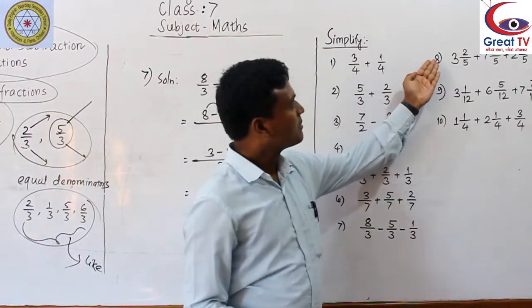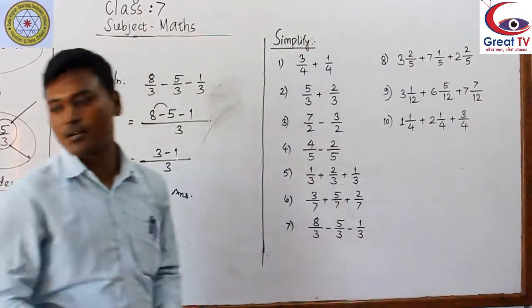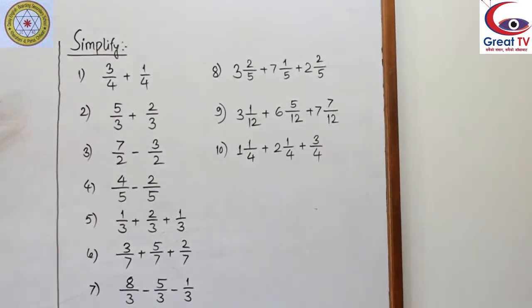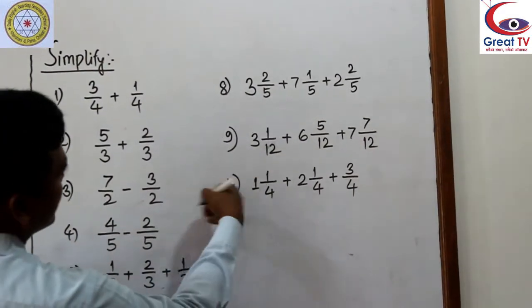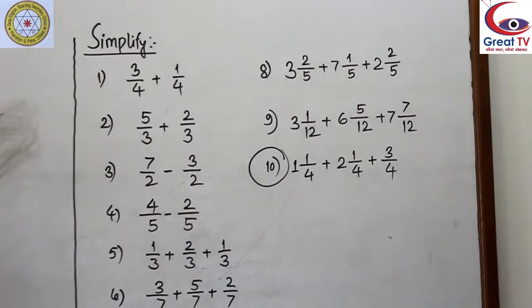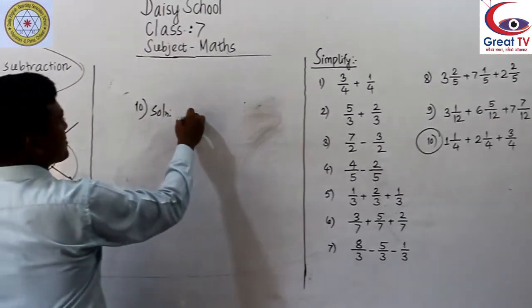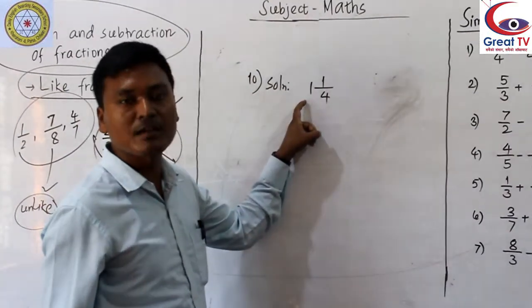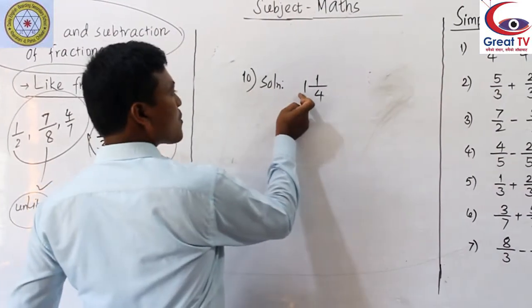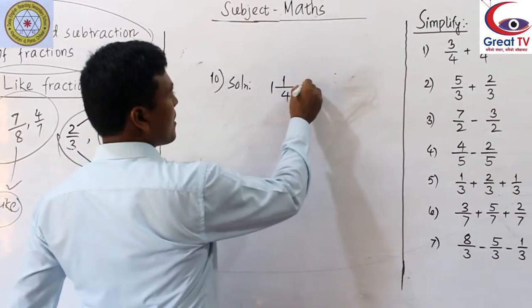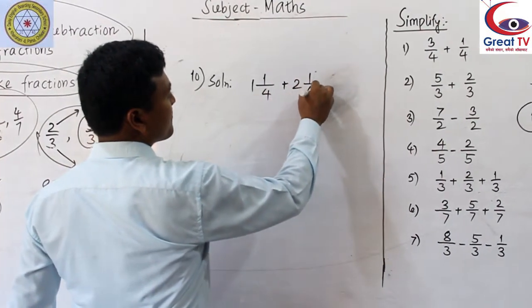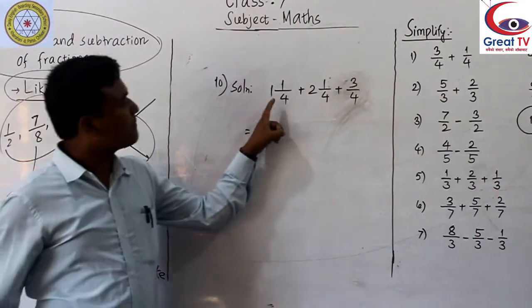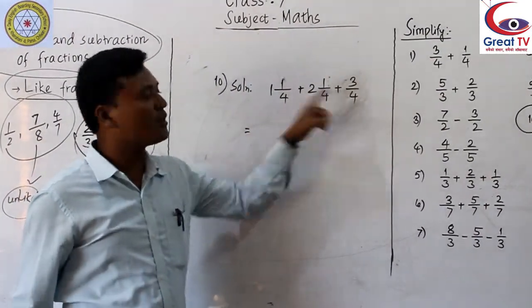So I want to do one problem of this type having whole numbers. Okay, let us say question number 10. We have 1 whole 1 by 4 plus 2 whole 1 by 4 plus 3 by 4. How to read out this type of fraction? The first is a mixed fraction, the second also a mixed fraction, the third proper.